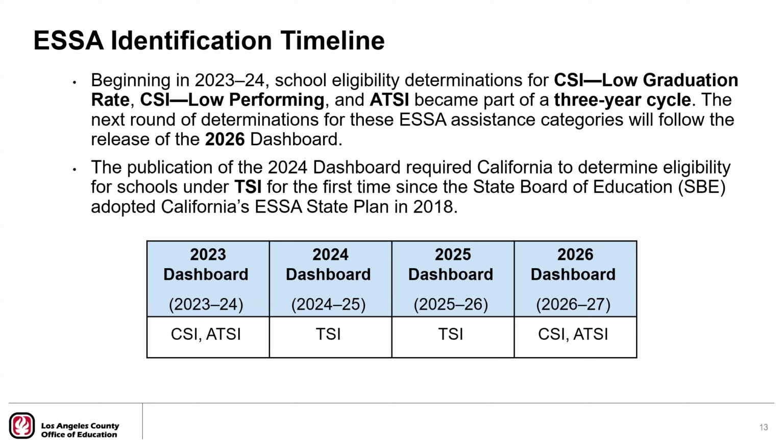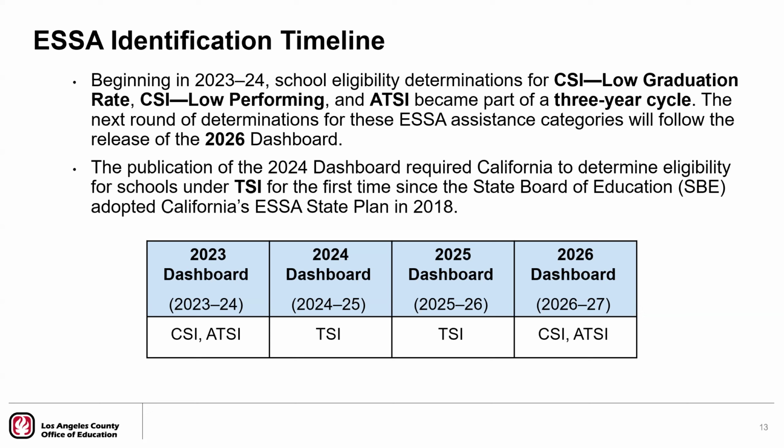So we had that determination back in 23-24 based on the 23 dashboard. And that allows us to now identify TSI, which is the targeted support and improvement. Why it's just targeted support and improvement, and why it's not additional, I'm not sure. But it is the in-between identification, right? So TSI is only identified in the 2024-25 school year, and then again in the 2025-26 school year. And then in 2026, we'll move back to identification for CSI, both categories, and ATSI.